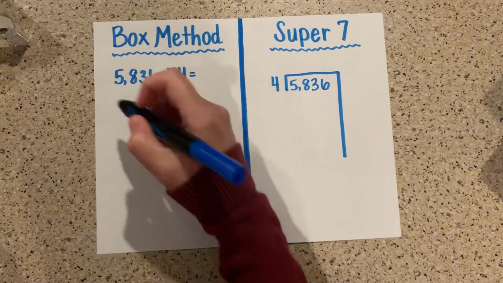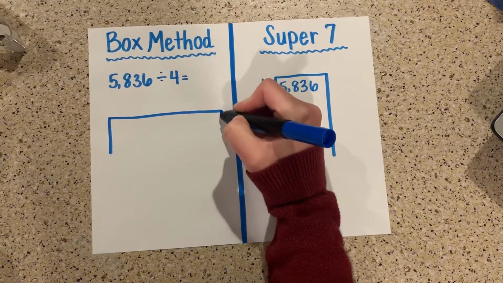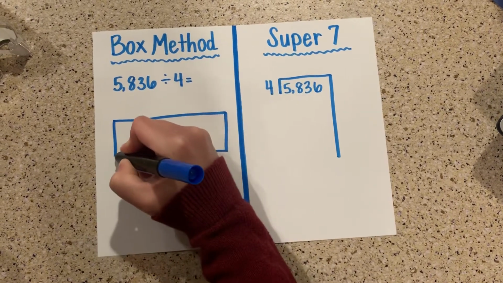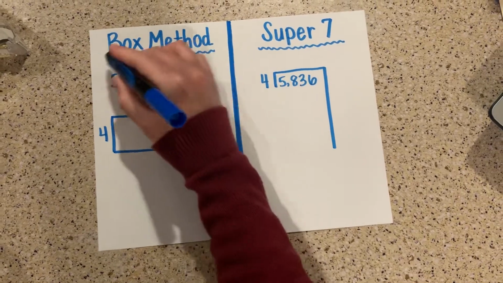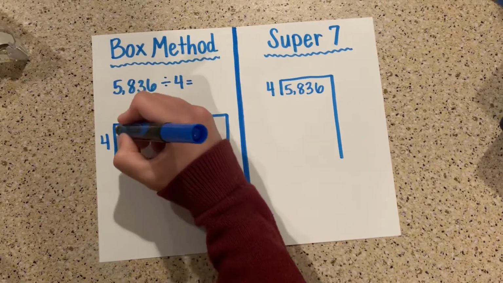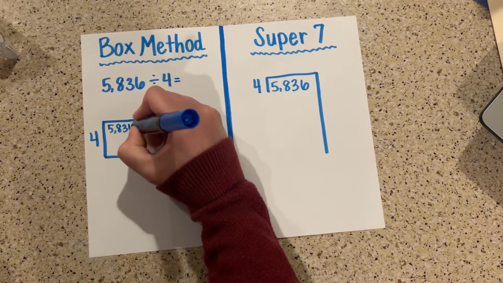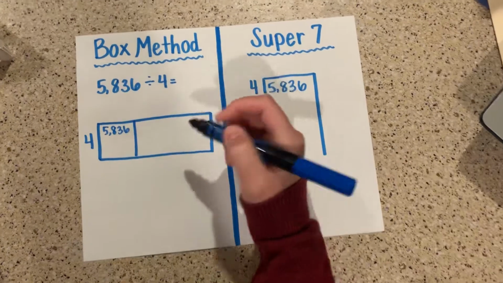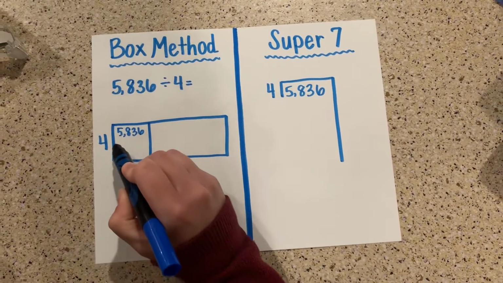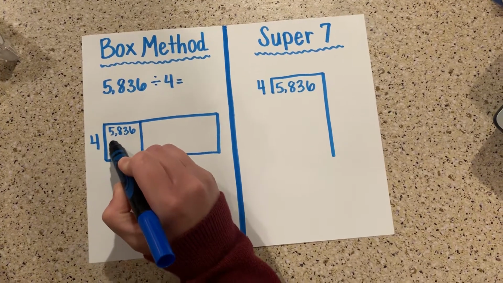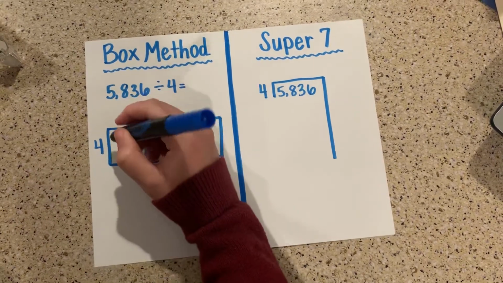And the way we're going to do that is we're going to set up our box. We are dividing by 4, so I'm going to put that on the side, and I'm going to take my dividend and put it right in the first box here. Okay, so I'm going to take a look at my dividend, 5,836. I'm going to start with this number here, and I'm going to say 4 can go into 5 one time.